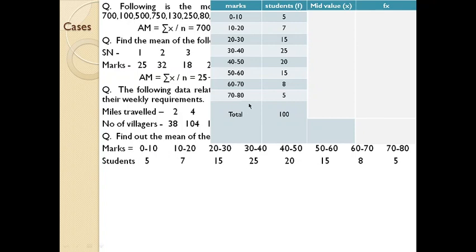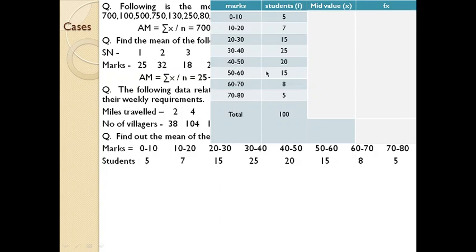It is very easy to find the mid value. You just need to add these two values and divide by 2. That is 10 plus 20 divided by 2. 10 plus 20, you will get 30. 30 divided by 2, 15. And we know the mid value of 10 to 20 will be 15.